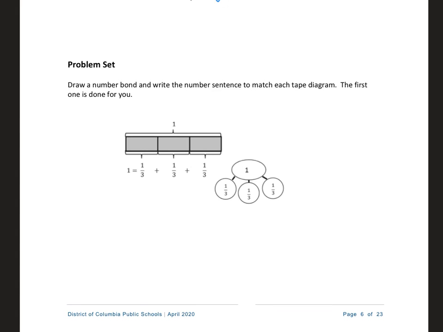All right, so now we are on our problem set, and it says draw a number bond and write the number sentence to match each tape diagram. The first one is done for you. So this is basically your example. Okay, so this is kind of like when I do an I do, it would be like that. This is an example, or like at the top of your problem set book. Okay, so you can use this to help you if you get confused.